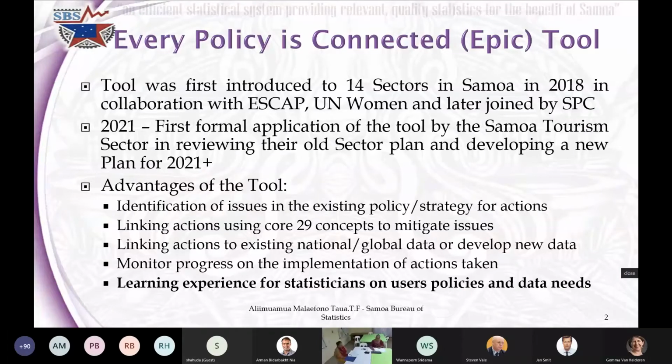So the EPIC tool helped bring us together at one table. We sat down and went through those plans and tried to link what we are producing to their plans, and it also gave the planners the opportunity to identify the data gaps that they think we are not able to collect to monitor their plans. So there are a lot of advantages, and I'm sure Ahmad will help the others, and we can also share the experience with other NSOs.